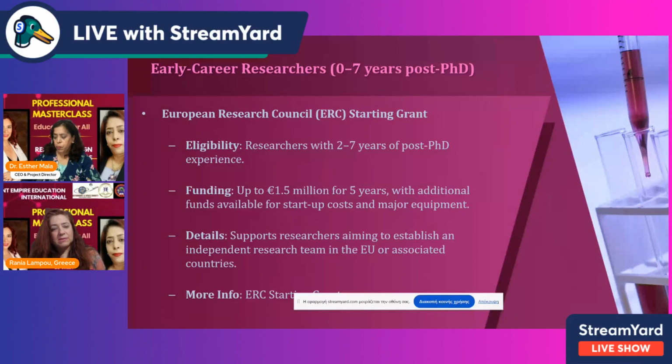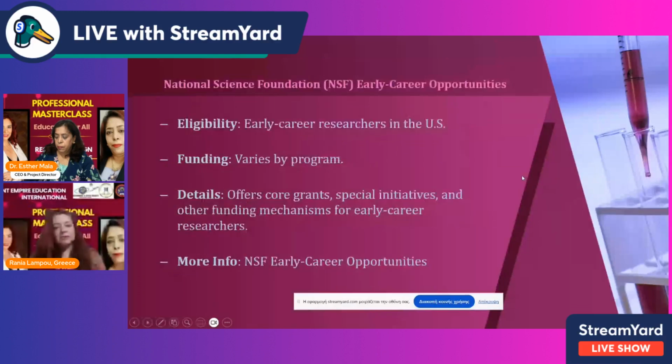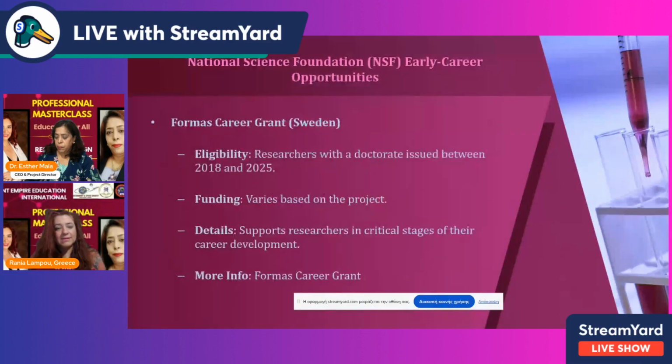Then we have the European Research Council, that I mentioned before, so you can check the criteria for eligibility. The funding is up to $1.5 million for 5 years, with additional funding available for startup costs. Another institution is the Wellcome Trust. This institute provides grants for researchers from many disciplines, which is very interesting. It also supports innovative projects that aim to deliver shifts in understanding related to human life, health, and well-being. The National Science Foundation also helps early career researchers in the US.